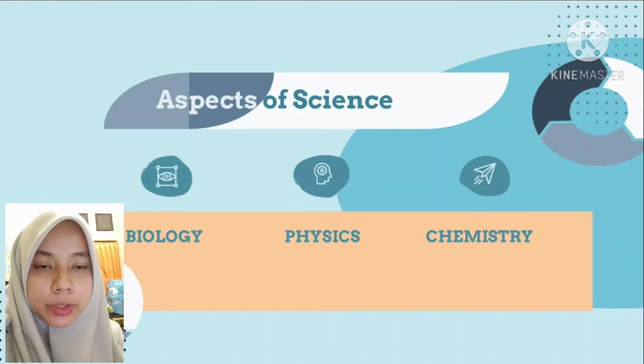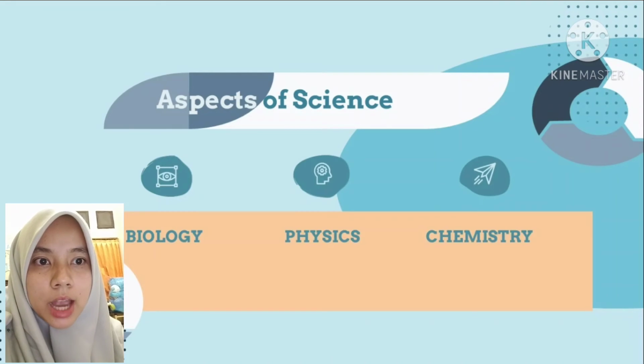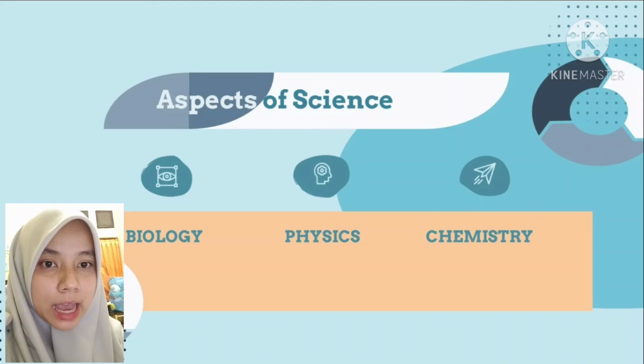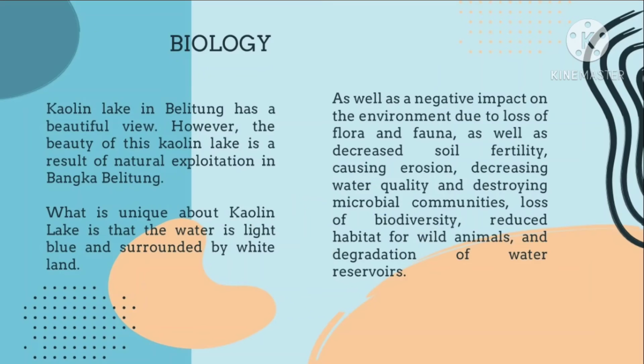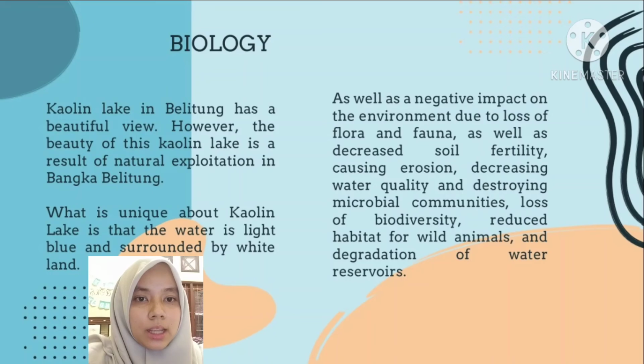Okay, let's talk about the presentation on the sad story behind the beauty of Kaolin Lake. There are several aspects of natural science, such as the biology aspect, physics aspect, and chemistry aspect. Aspects of science. Number one, the biology aspect. Kaolin Lake in Belitung has a beautiful view. However, the beauty of this Kaolin Lake is a result of natural exploitation in Bangka Belitung. What is unique about Kaolin Lake is that the water is blue and surrounded by white land.